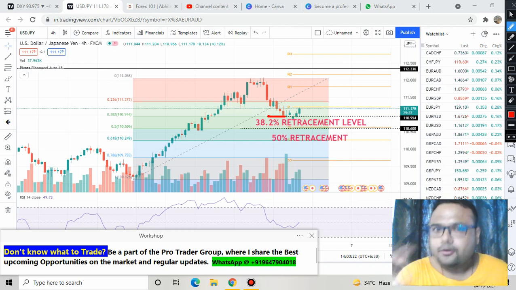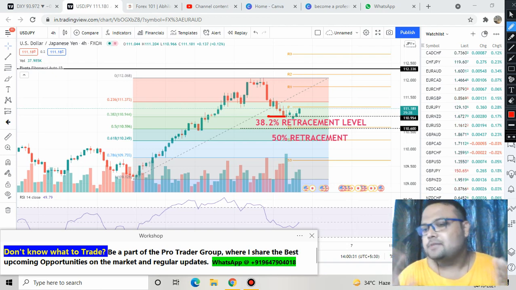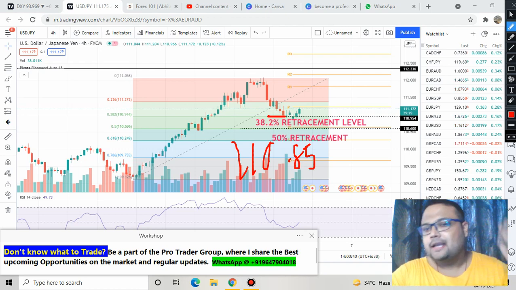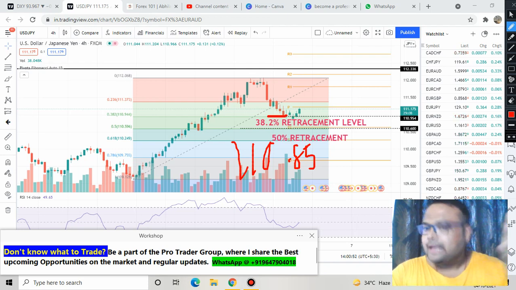So if you have already taken a buy position, a long position, then my dear friend, be on the trade. No need to worry about anything, just be on the trade. Just make sure your stop loss is below the 110.85 level, because on Saturday we were hoping that market would be taking support at either the 38.2% retracement, or at the 50% retracement, but thankfully it has taken support at this level and right now is going up.